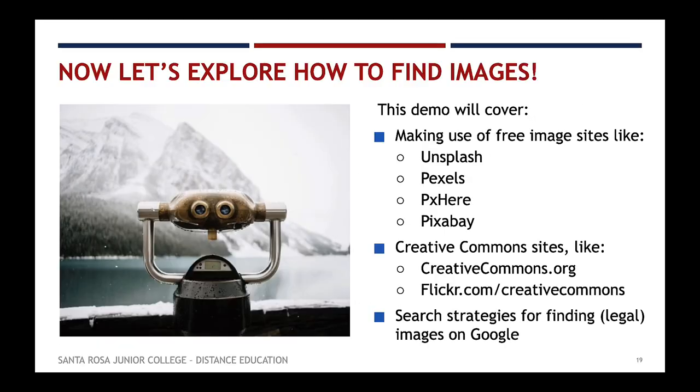So now we're going to get into it. We're going to find images, and I'm going to show you three different ways. One, we're going to look at free image sites. There are a ton out there. I'm only mentioning a couple here, but there are so many: Unsplash, Pexels, Pixabay, on and on. Then we're going to go to Creative Commons sites so I can show you what it's like to look for a Creative Commons image. I'm going to show you creativecommons.org and Flickr. And then finally, we're going to look at strategies for how to find legal images on Google.